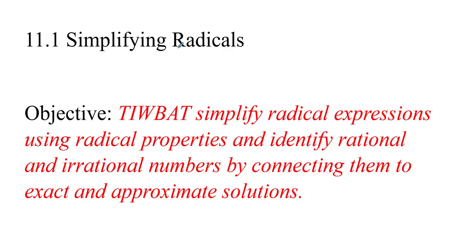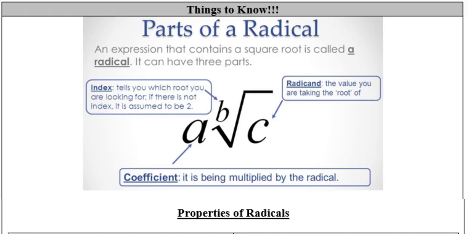We're going to talk about simplifying radicals in this section, 11.1. We're going to simplify some radical expressions using these radical properties, and we're also going to identify some rational and irrational numbers by connecting them to exact and approximate solutions. First things first, we need to know the parts of a radical.